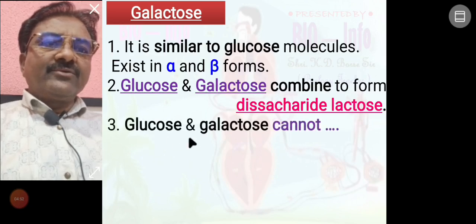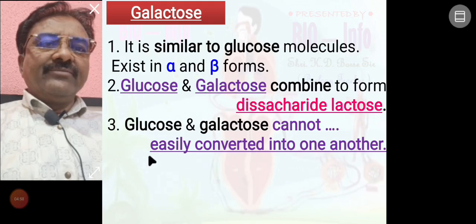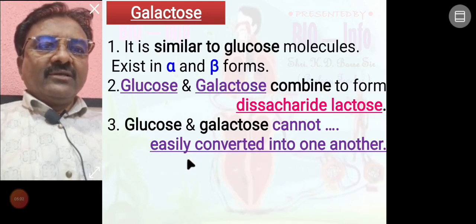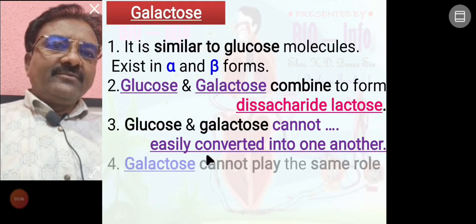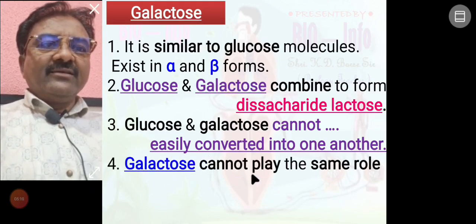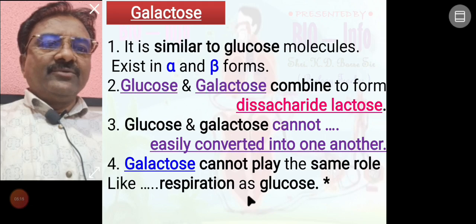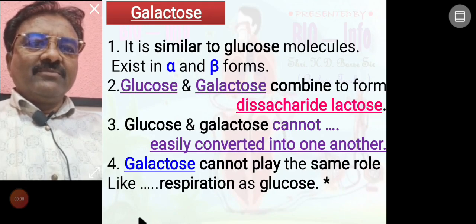Glucose and galactose cannot be easily converted into one another. Always remember, glucose and galactose cannot be easily converted into one another. Galactose cannot play the same role in respiration as glucose. Up to here is completed. Galactose is one of the monosaccharide 6 carbon compounds.